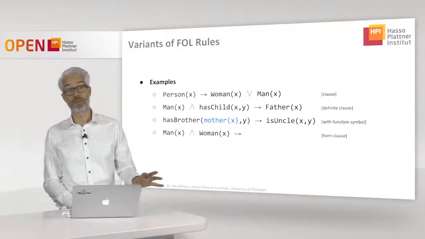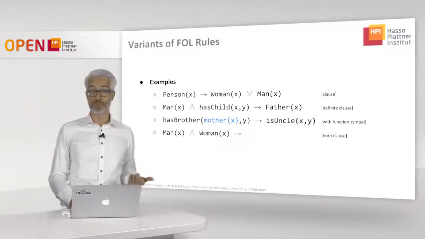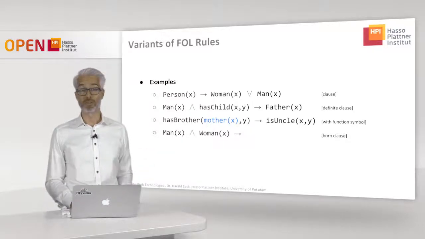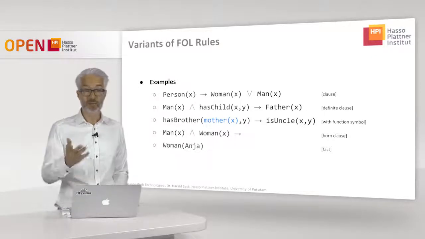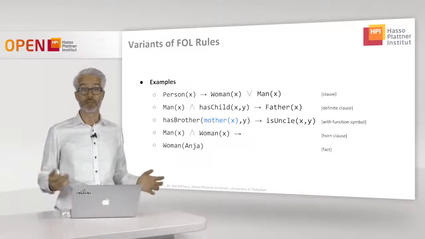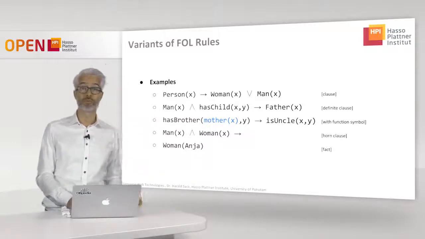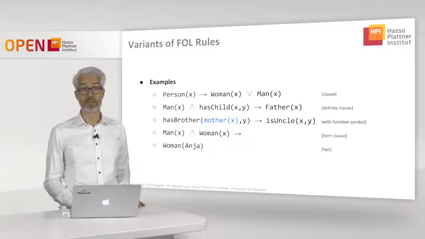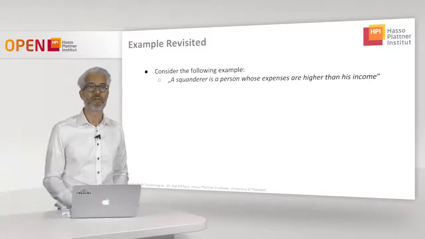But this is a horn clause because it says only at most one variable in the clausal form can be positive, and here no variable is positive in the clausal form. Therefore, it's a horn clause. And the last one is simply an atomic formula. So Anya is a woman, so Anya belongs to the class woman, and this is a fact. So these are single variants of first-order logic rules, and you will see more of them in the exercises.